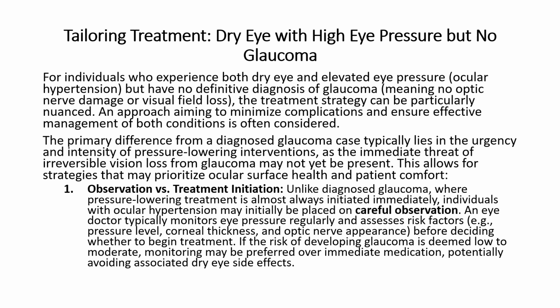1. Observation versus treatment initiation. Unlike diagnosed glaucoma, where pressure-lowering treatment is almost always initiated immediately, individuals with ocular hypertension may initially be placed on careful observation. An eye doctor typically monitors eye pressure regularly and assesses risk factors, e.g., pressure level, corneal thickness, and optic nerve appearance, before deciding whether to begin treatment. If the risk of developing glaucoma is deemed low to moderate, monitoring may be preferred over immediate medication, potentially avoiding associated dry eye side effects.